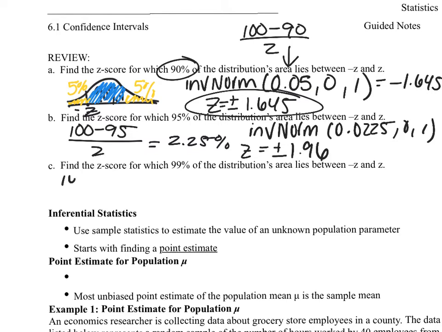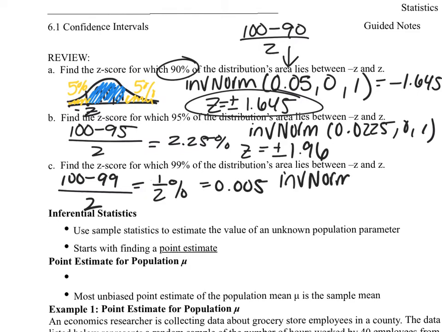And then last but not least, we have 99%. So this is going to be 0.005. Oh, sorry, hold on. It's going to be half of 1%. So half a percent, which is 0.005. So then again, when we do our inverse normal on the calculator, 0.005, comma 0, comma 1, our two z-scores are plus and minus 2.576.